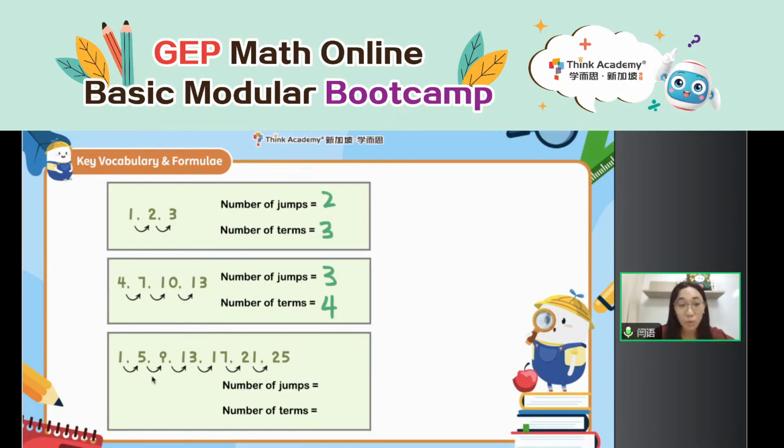Then next one, what is the number of jumps? You can just count 1, 2, 3, 4, 5, 6. Okay, there are 6 jumps. So how many terms are there? It should be 7, right? So following this, everyone, can you find some pattern? Can you find some pattern? I think you should be quite familiar with this, right?